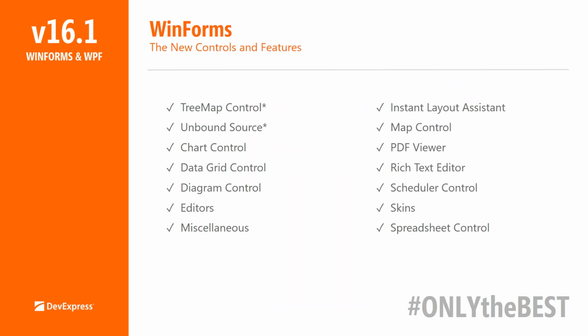We're going to take a look at the new tree map control. We've got something called our unbound source. And then we'll step through, as I said, the individual components themselves. Let's just talk about this unbound data source, or unbound source for data-aware controls, that's being released.